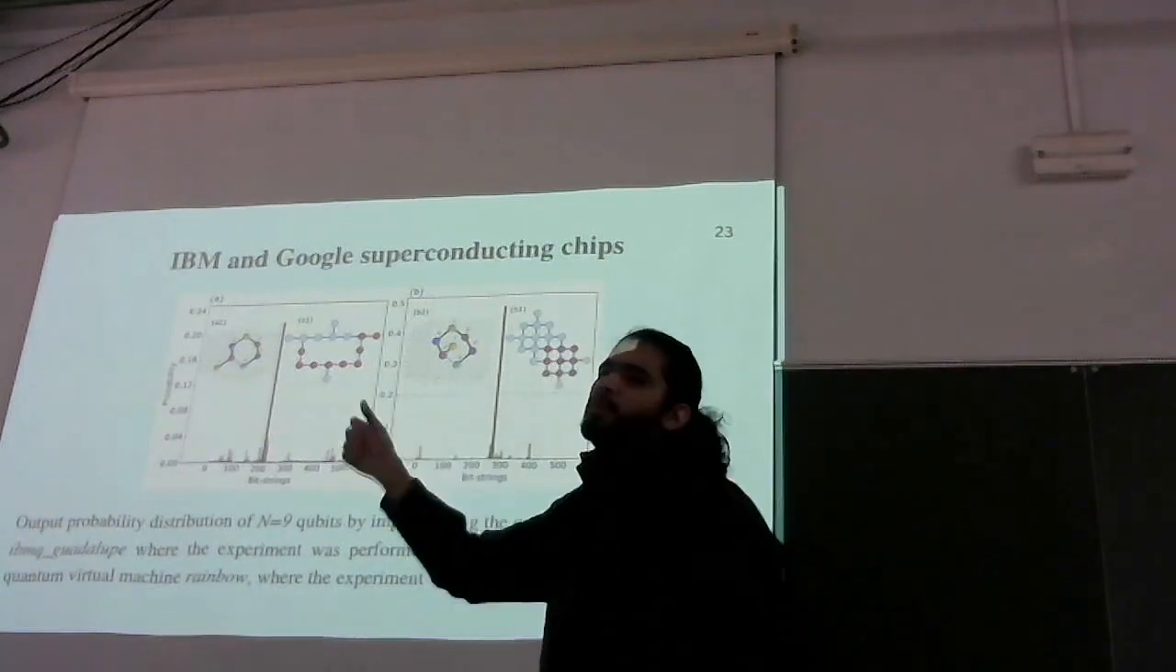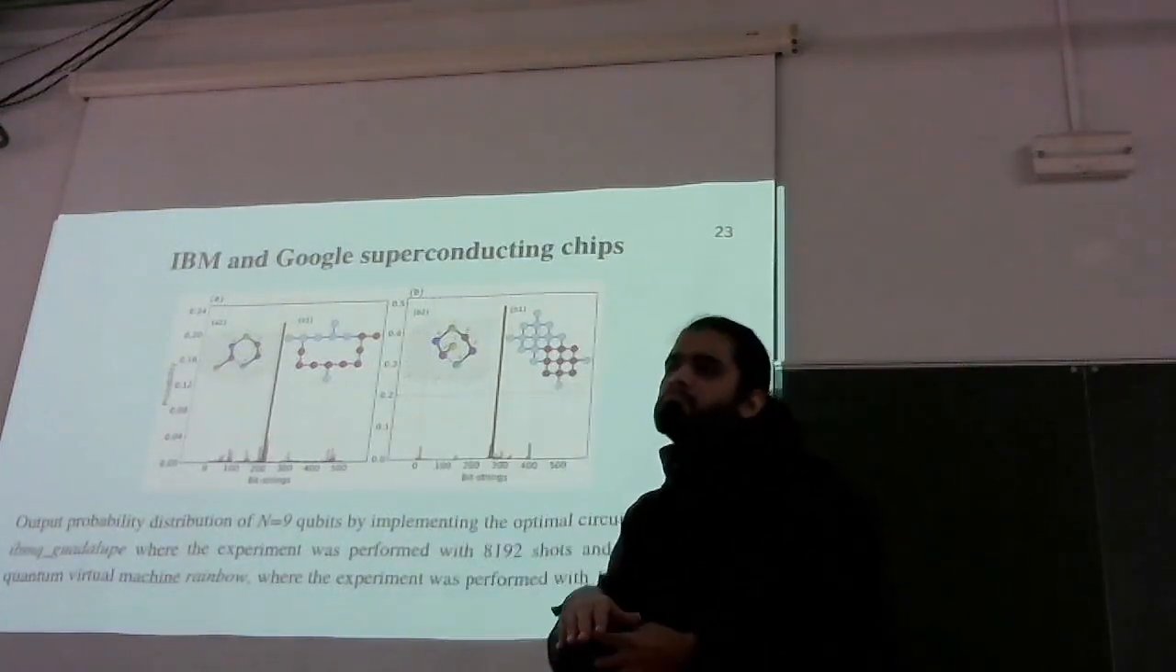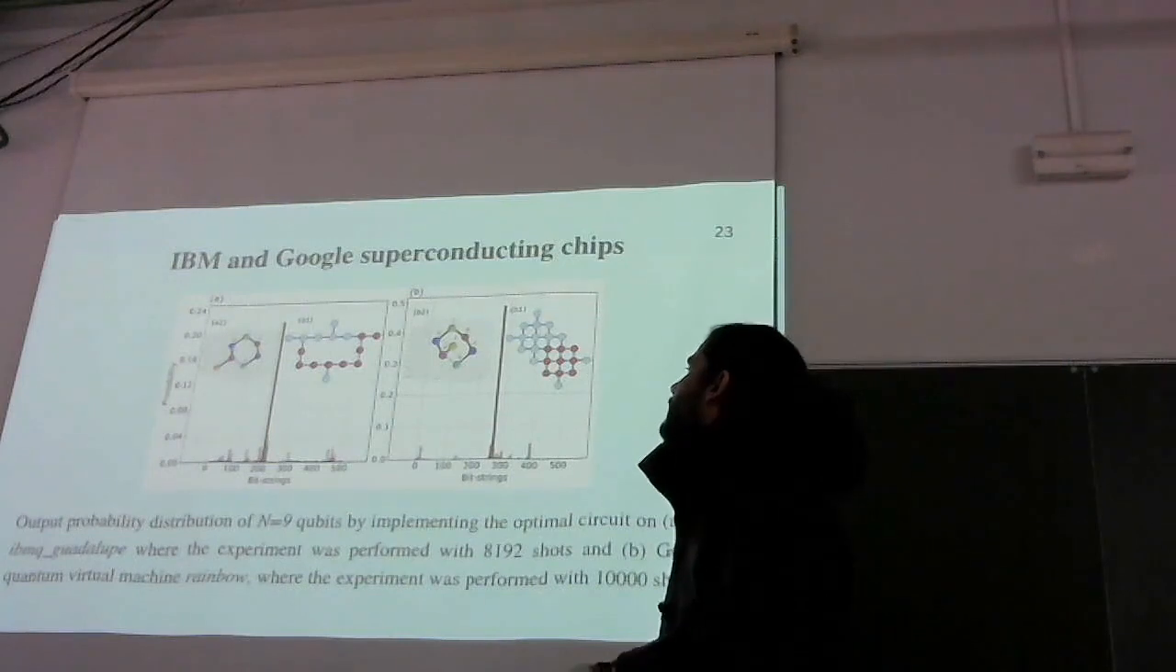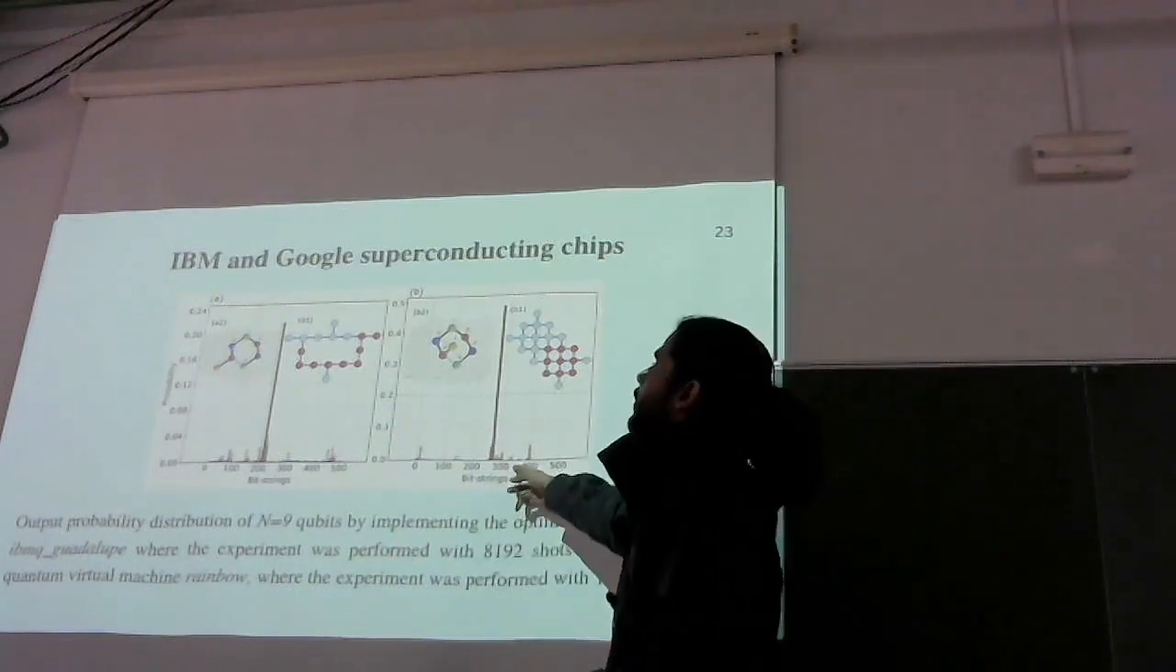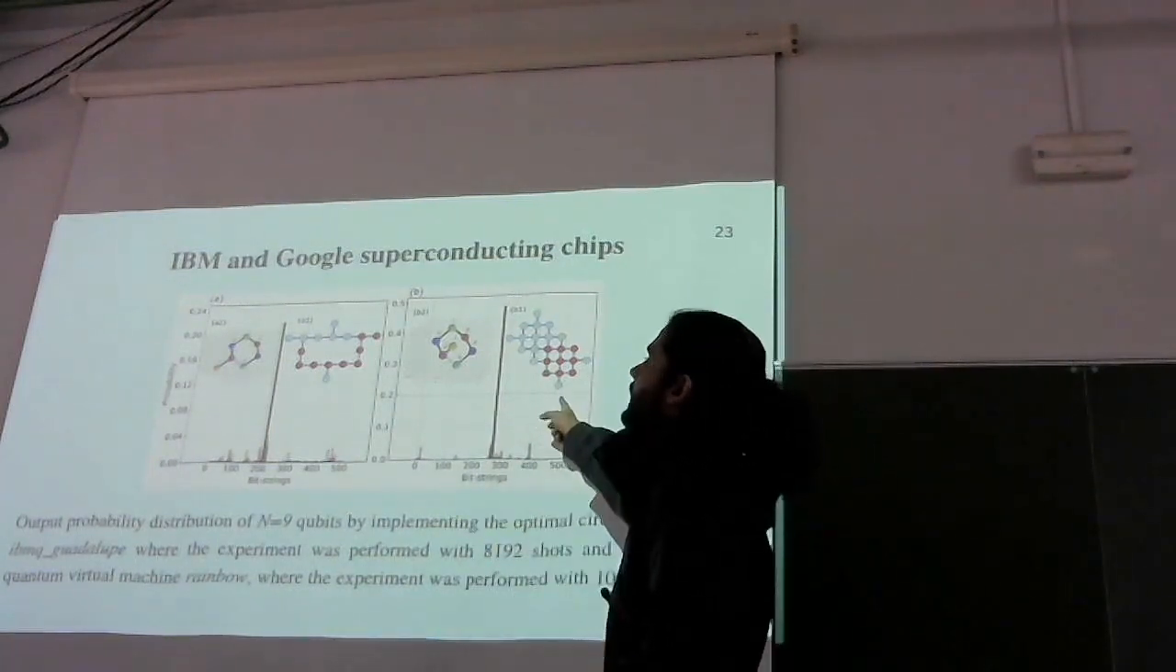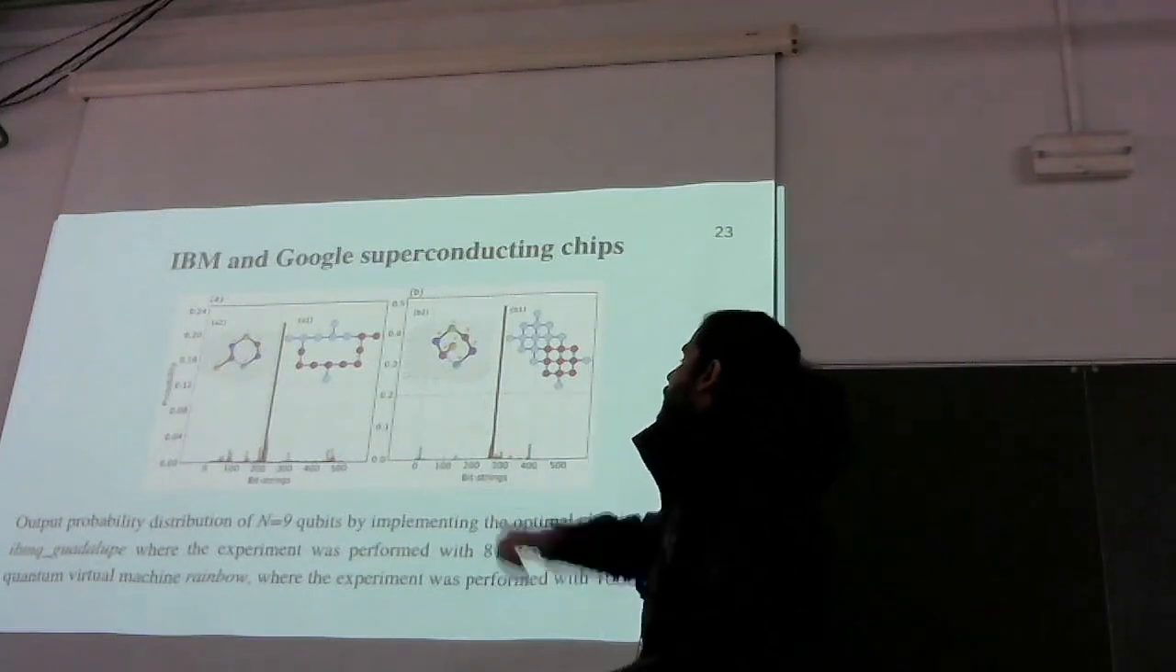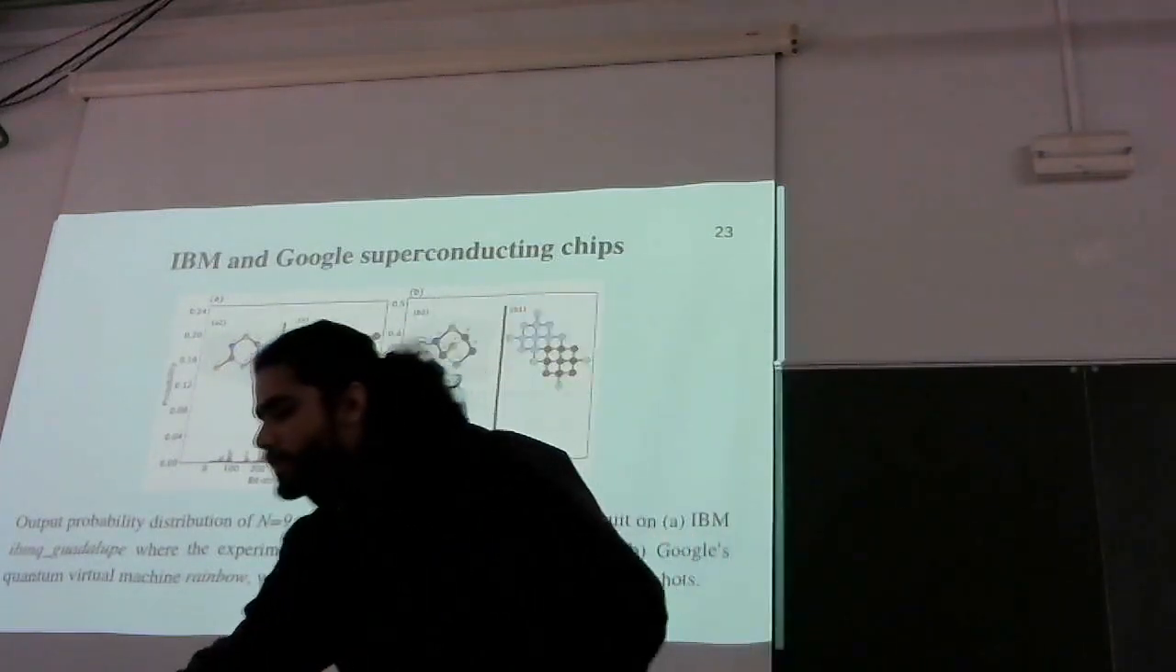But this is QVM, so maybe if you go to a real device, there might be a reduction. But anyway, because of the swap gates, you get a higher probability in this one because you have to use a very low number of swap gates. Yes, so that's more or less it.